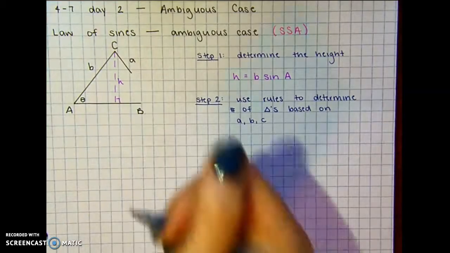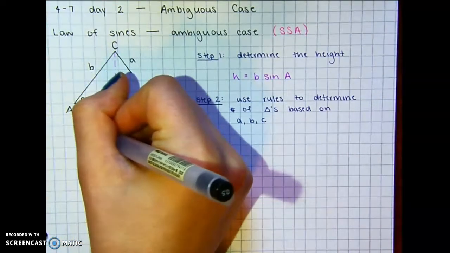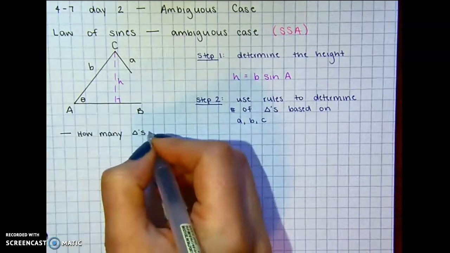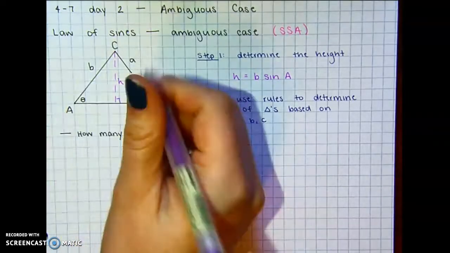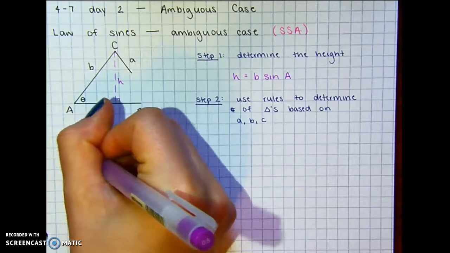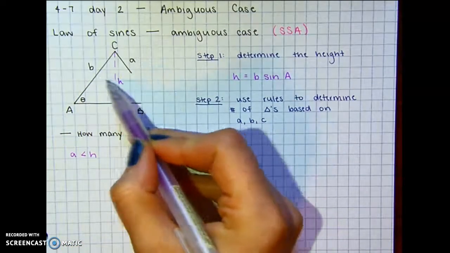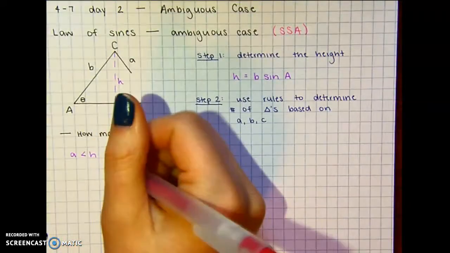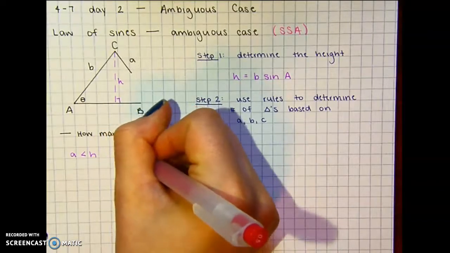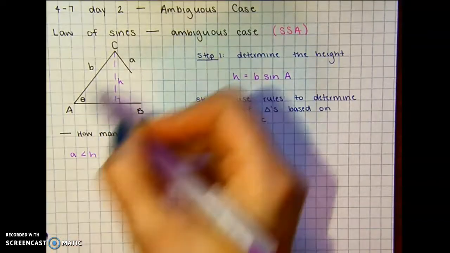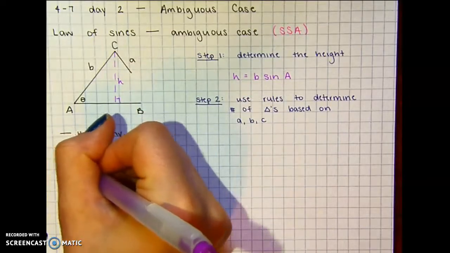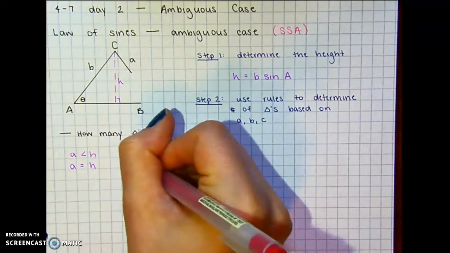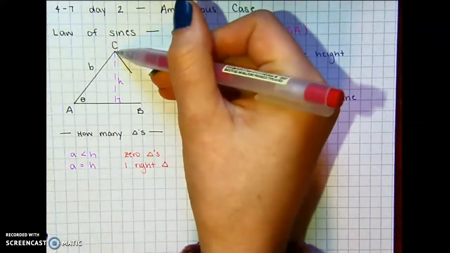So here are the rules. How many triangles? So if this length is less than the height, as you can imagine, if it's smaller than the height, then there's not going to be any. There's 0 triangles. If that side is equal to the height, then there's going to be one right triangle. Because it'd be going straight down here.